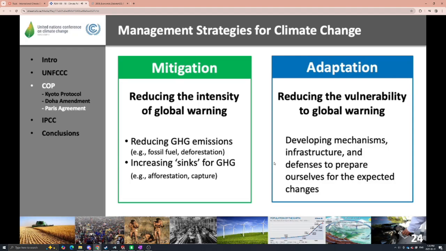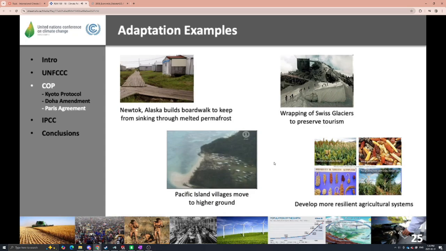The other management strategy is adaptation. This side focuses on minimizing the societal effects of the expected change due to climate. So in other words, it's more about reducing society's vulnerability and increasing its resilience. Here are some examples of adaptation measures.